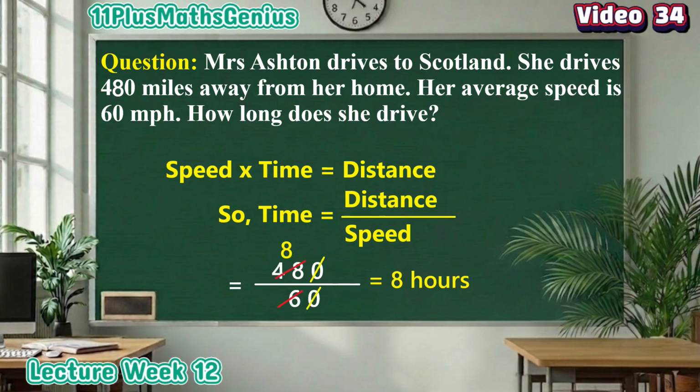Now, let's cross out our zeros. Now, 48 divided by 6 gives us 8. So we get 8 hours as our final answer.